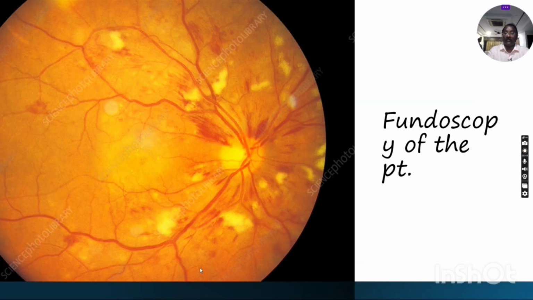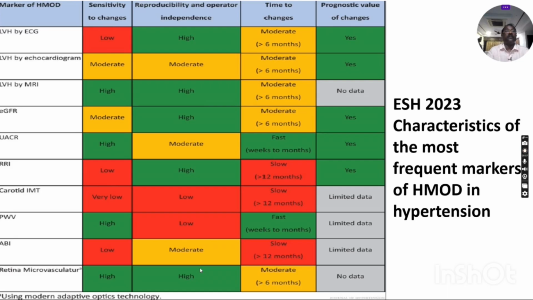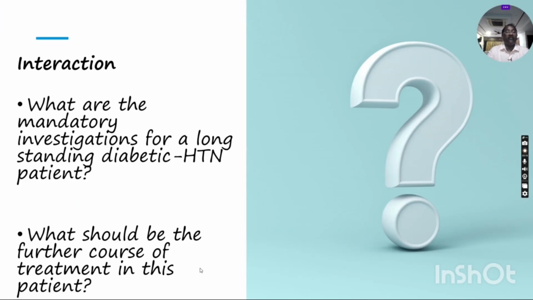The fundus is also very important to look at for any exudates or hemorrhages or new vessel formations, etc. So currently all hypertensive diabetic patients are referred for fundoscopy. There are different markers of hypertension-mediated organ damage: LVH by ECG, LVH by echo, LVH by MRI, and also GFR, urinary albumin creatinine ratio, which is much more useful, carotid intima-media thickness, and ankle brachial index. All these tell you whether this fellow has a vascular risk or not.